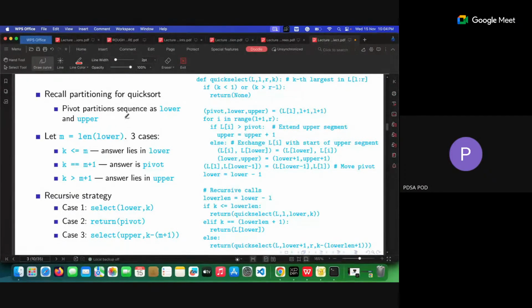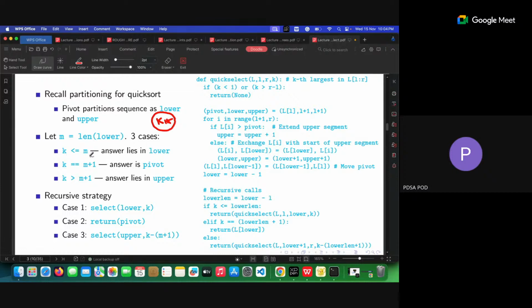The pivot partition sequence has a lower part and an upper part. The lower partition is definitely less than the pivot. Here the pivot is going to be the kth one. If you want to find the kth largest element in a sorted list, even if it is unsorted, it will be sorted. Don't worry, because we are doing quicksort and selecting the kth minimum.